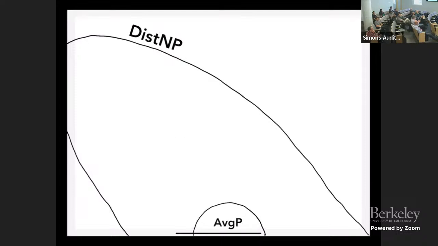And I want to contrast this picture with the distributional picture, so the average case world, which looks nothing like this. There the analog of SAT is this bounded halting problem, and Levin's theory from the 80s tells us that we have something on top that we should expect as a basis for showing that things are hard, but we haven't been very successful at finding reductions.